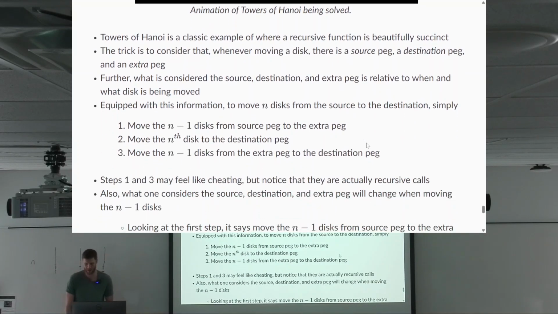So further, what is considered the source, destination, and extra peg is relative to when and what disks are being moved. So equipped with this information, to move n disks from the source to the destination, simply move n minus 1 disks from the source peg to the extra peg, move the biggest disk, then move the n minus 1 disks from the extra peg to the final one. And like I said, you're like, but I just moved n minus 1 things at a time. Well, no, because we're going to move those n minus 1 things by doing the exact same process.